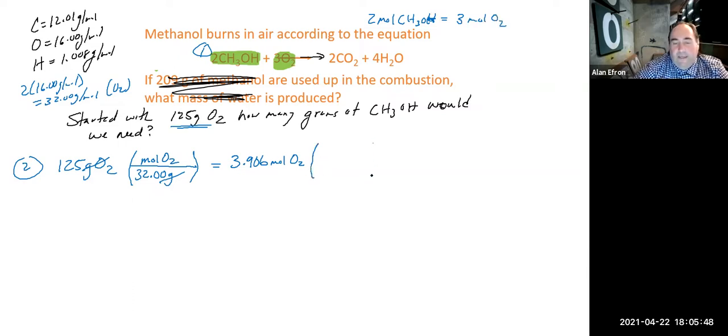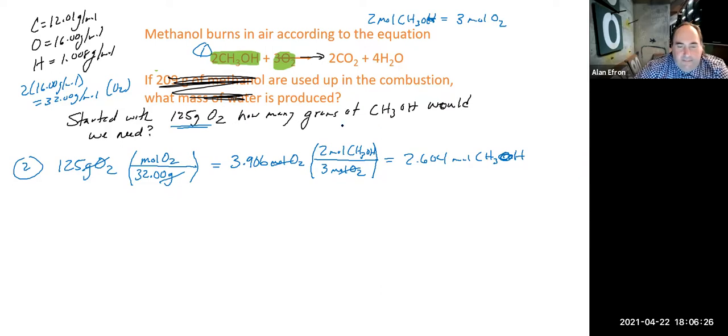We're going to use that as a conversion factor. Since we want to get rid of O2, we put the O2 on the bottom so that they cancel, leaving methanol up on top. Moles of O2 are going to cancel. We're basically going to multiply by 2 divided by 3, which gives us 2.604 moles of methanol. Again, I still don't want to write the formula for that one. Methanol there.